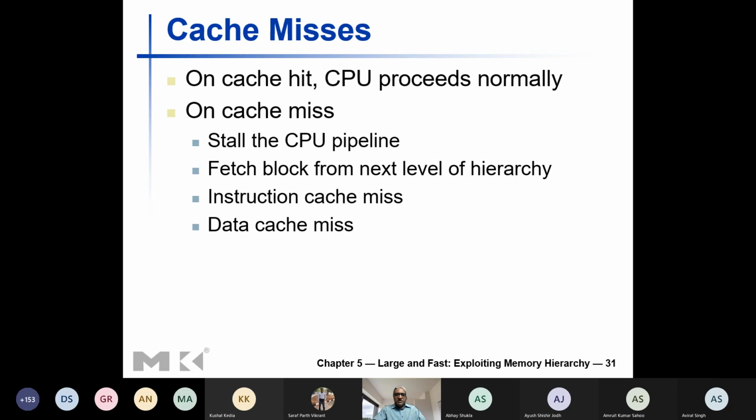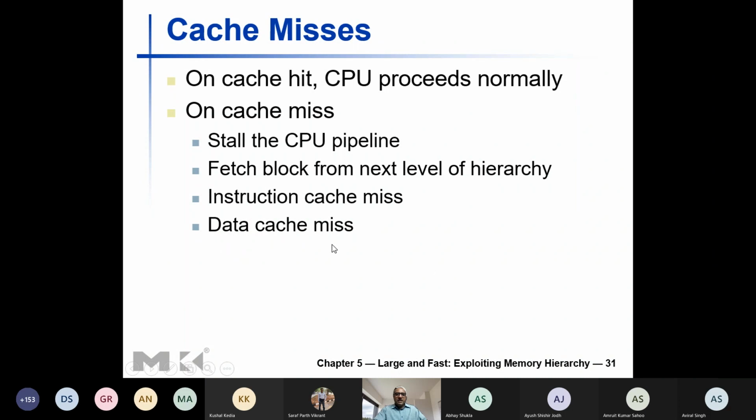Similarly, data cache miss means the data cache is accessed by a subset of the instructions. It means either a load instruction or a store instruction. So these instructions will handle the data cache, right? Because with a store instruction we write into the cache, whereas with a load we read from it. So these two instructions will access the data cache, and the corresponding misses are known as data cache miss and instruction cache miss, right?